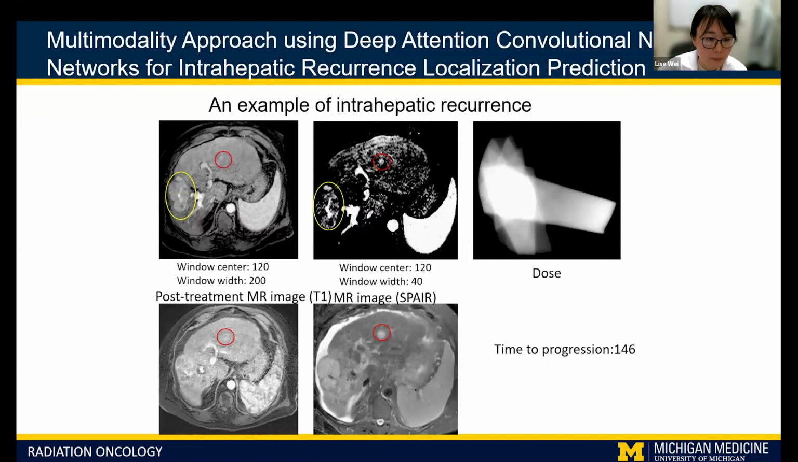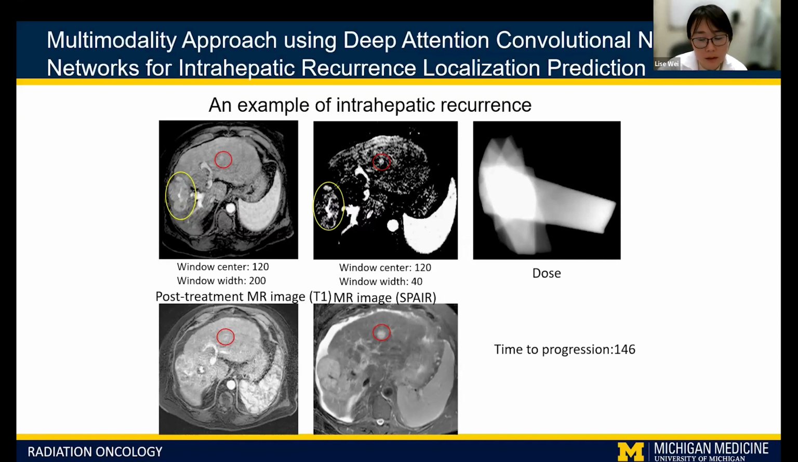We can see that the brighter it is, the higher the dose we give to the primary tumor. But because at that time we didn't think the red circle was a lesion, we didn't treat it. After a little bit more than 100 days, when we did the follow-up, we found that this red circle actually was a recurrence, using these MRI images.